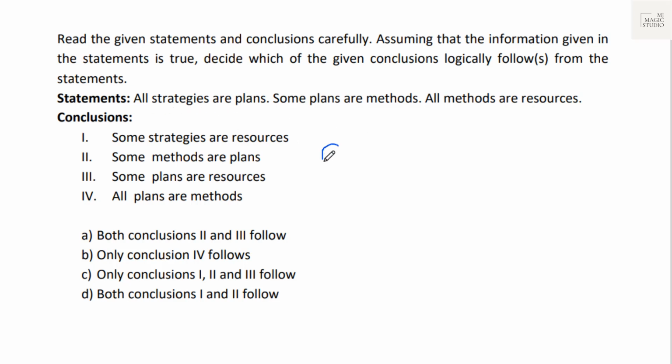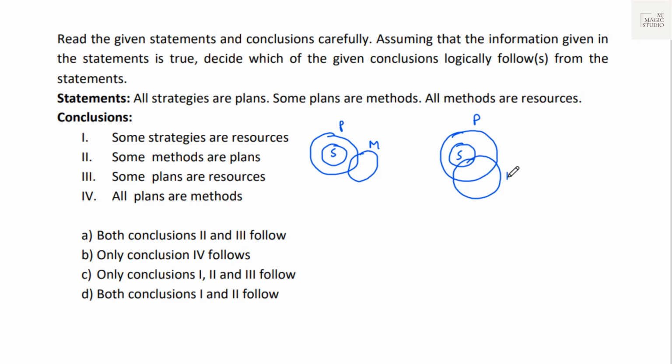All strategies are plans. Some plans are methods. We can also have it like this: all strategies are plans and some plans are methods, which also incorporate some part of strategy. All methods are resources. All these methods are part of resources. You can draw it like this. Two Venn diagrams, of which the first one does not incorporate this strategy part and the second one also incorporates the strategy part.